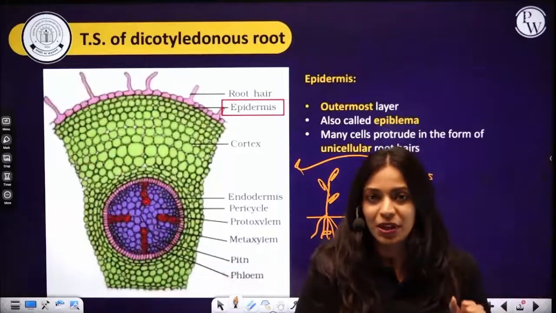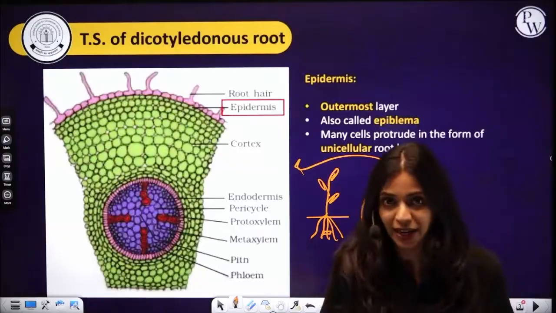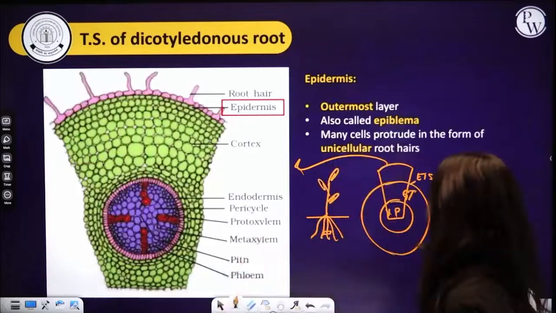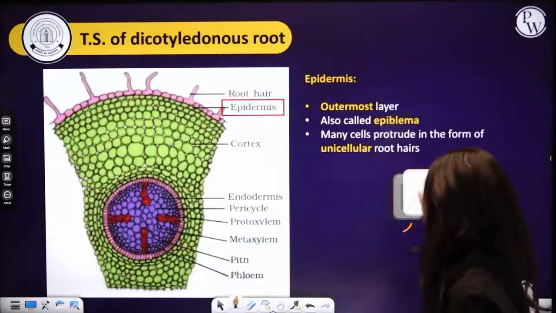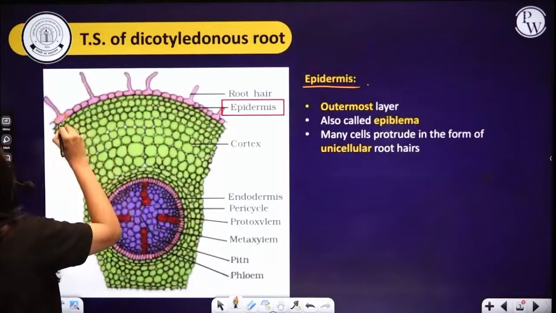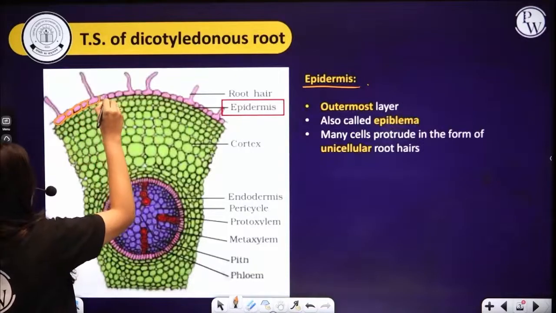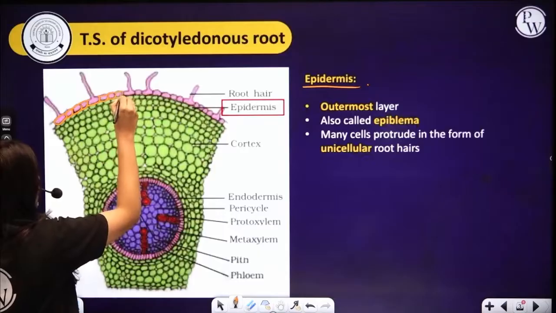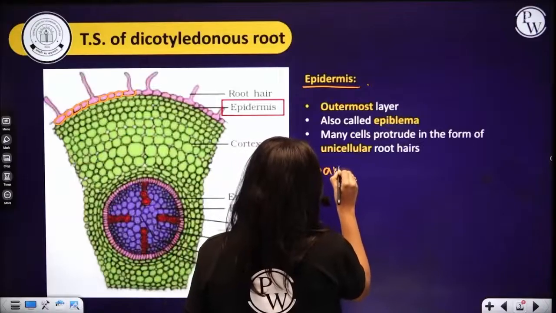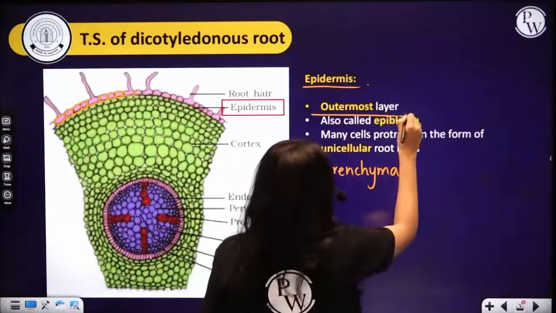We already learned in the previous class that epidermal tissue is the outermost covering for all plant parts, right? That applies for root as well. So in dicot roots also, the outermost layer is the epidermis. Here you can see in the epidermis, there are cells that are compactly arranged next to each other. The epidermal cells are parenchymatous in nature. They are made up of parenchyma. It is the outermost layer.